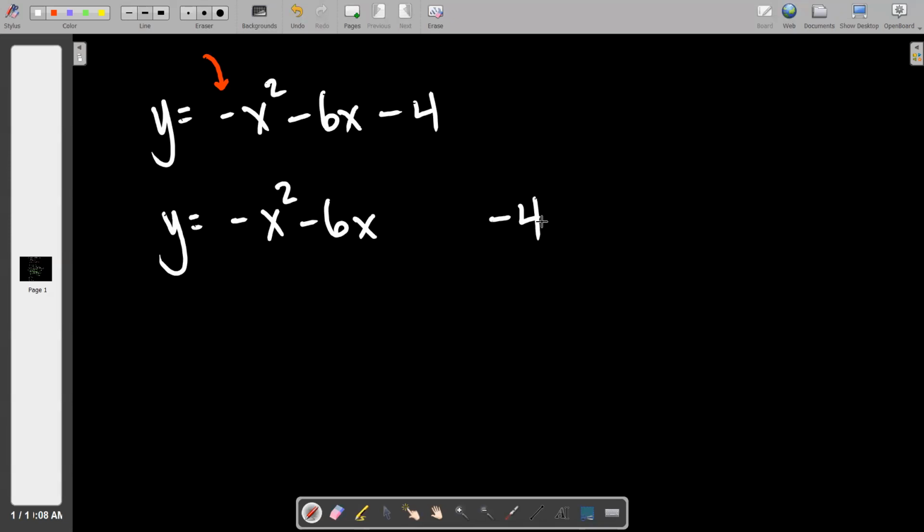So in this case, that means I'm going to write it as y equals, and I'm going to pull out a negative, and I'm going to reconstruct.